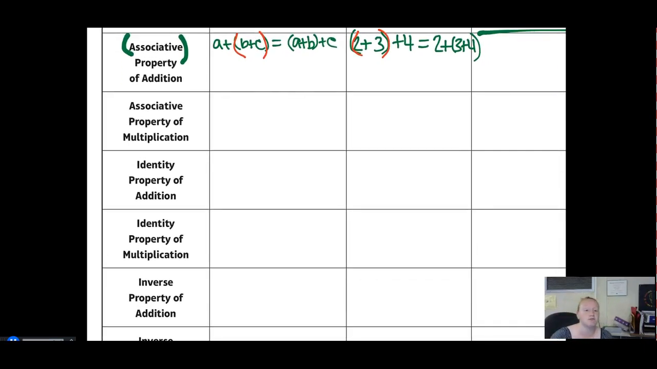So now I'm looking at associative property of multiplication. So I'm looking at A times B times C is equal to A times B times C. And you'll notice that I changed the order of those parentheses. You'll also notice that right here I have a multiplication sign, and right here I do not. It's okay for it to not have a multiplication sign. Okay? So that's something else that you got to get used to seeing.